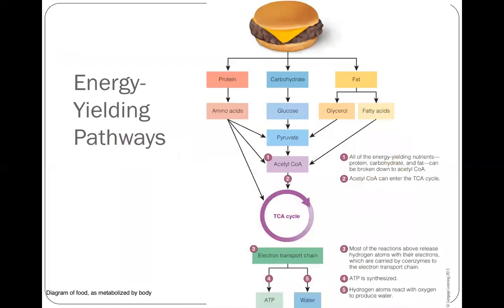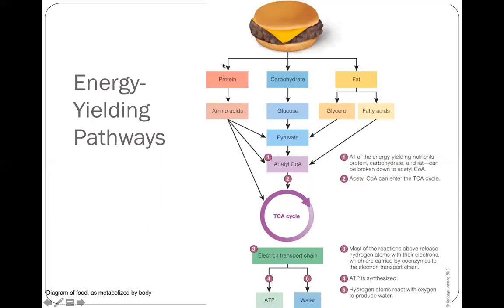Energy yielding pathways. So this is a very, very simplified picture of energy yielding pathways and metabolism. And we're starting off with this picture of a cheeseburger. The reason the cheeseburger is selected is because it has protein from the meat and the cheese, it has carbohydrate from the bun, and it has fat from likely the meat and the cheese. So it has all of the three macronutrients, and we can trace how they move through the body in metabolic processes. So let's start at the left with protein.